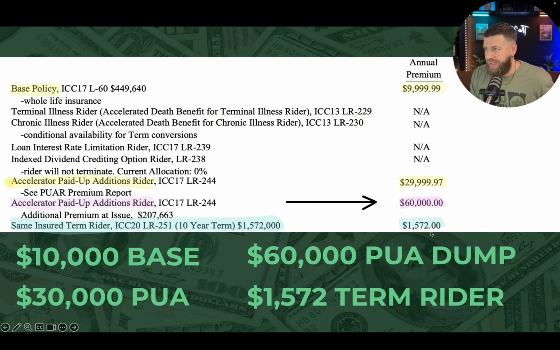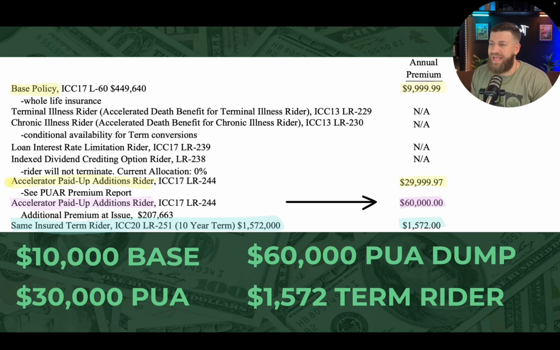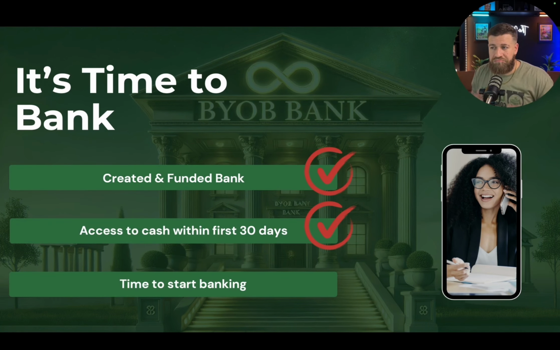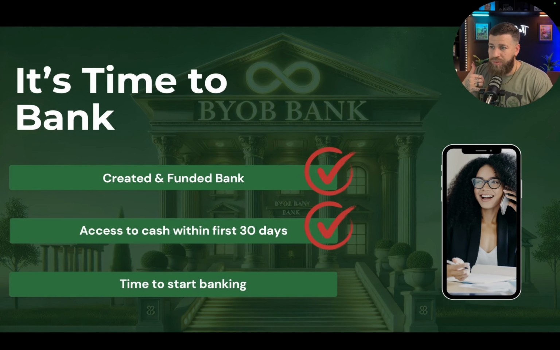Oh, and I forgot to mention, you're going to have to add that $1,572 a year to allow you to dump that $60,000 into the policy. So now that I've created my own bank, what's next? Well, once you put your money into your policy, you can literally call up the insurance company 2 or 3 weeks later and say, hey, I want to pull some money back out.